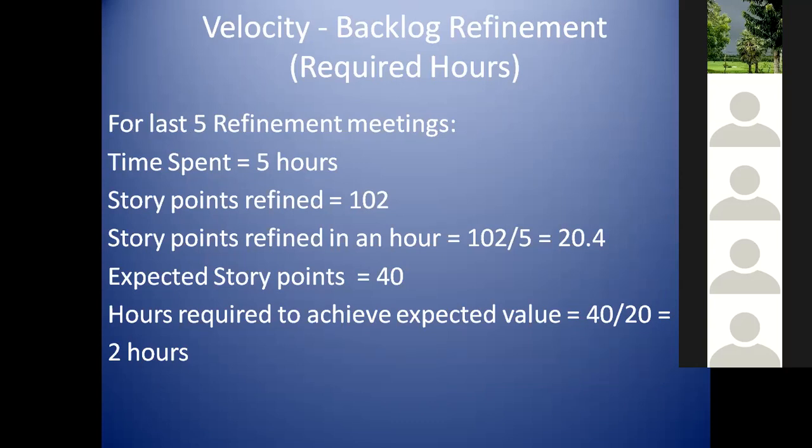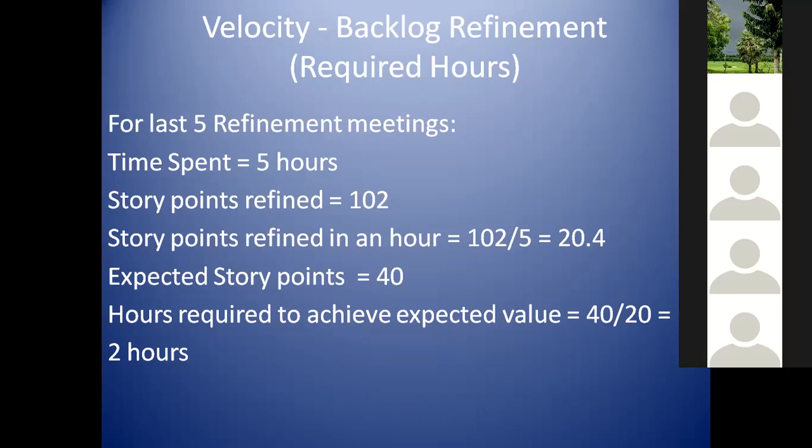What is the total story points refined from these 5 refinement meetings? 102 story points. So the outcome is 102. Now from this, calculate for 1 hour. For 5 hours it's 102, so for 1 hour, it is 20.5. Let's round it off to 20. Now the expected story points is what? 40, because our average velocity is 20. So now we need to reach 40 story points. Okay, so 40 story points is our target.